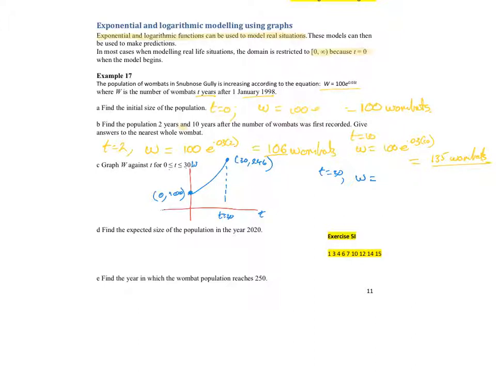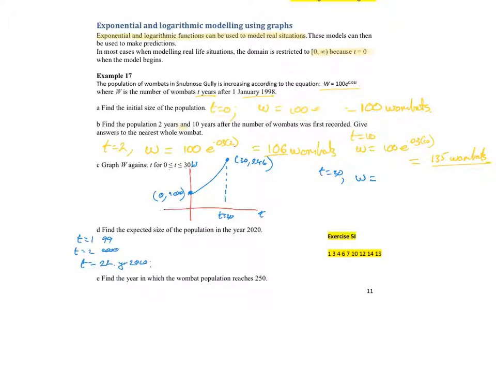Okay, find the expected size of the population in the year 2020. So the year 2020, let's have a think about that. So if t equal to 1, that's 1999. t equal to 2, that's 2000. So even if we have to use our fingers, which is what I'm going to do, 2000 is 2. Then we go 1, 2, 3, 4, 5, 6, 7, 8, 9, 10, 11, 12, 13, 14, 15, 16, 17, 18, 19, 20. 22 years, I hope you counted up. So t equal to 22 is the year 2020.